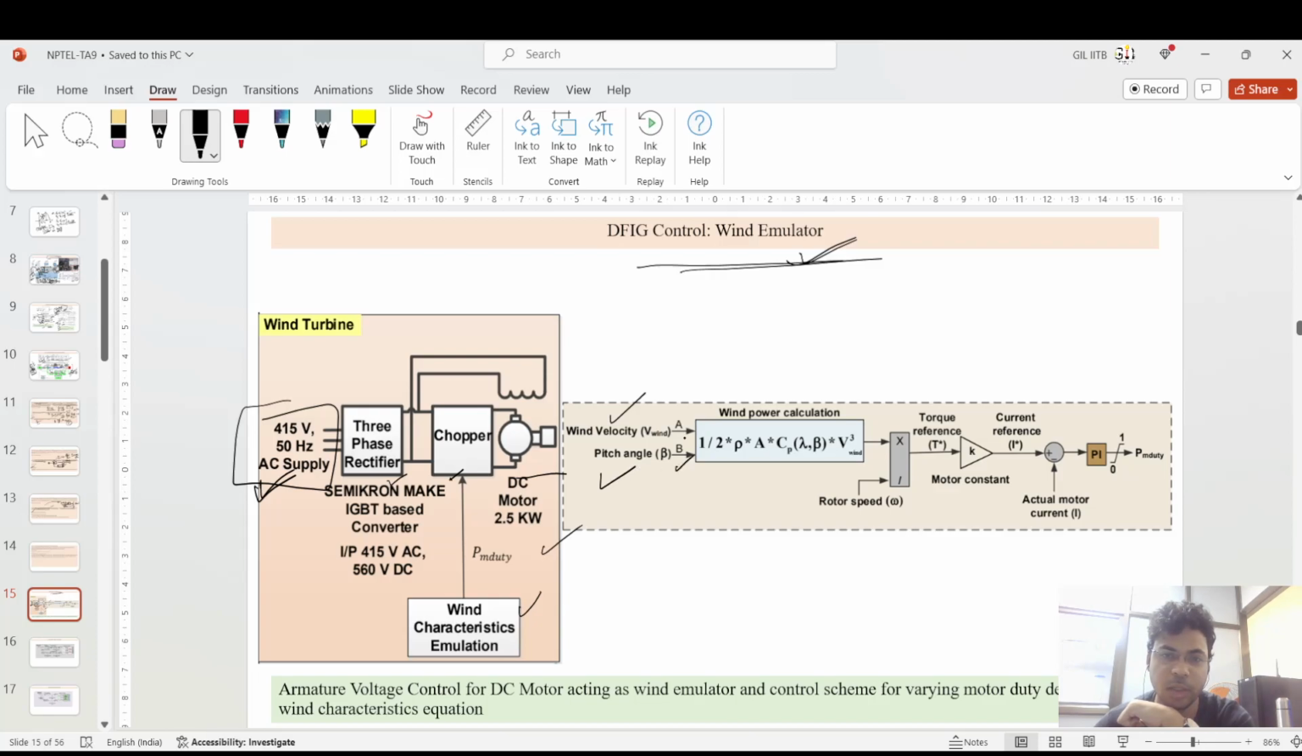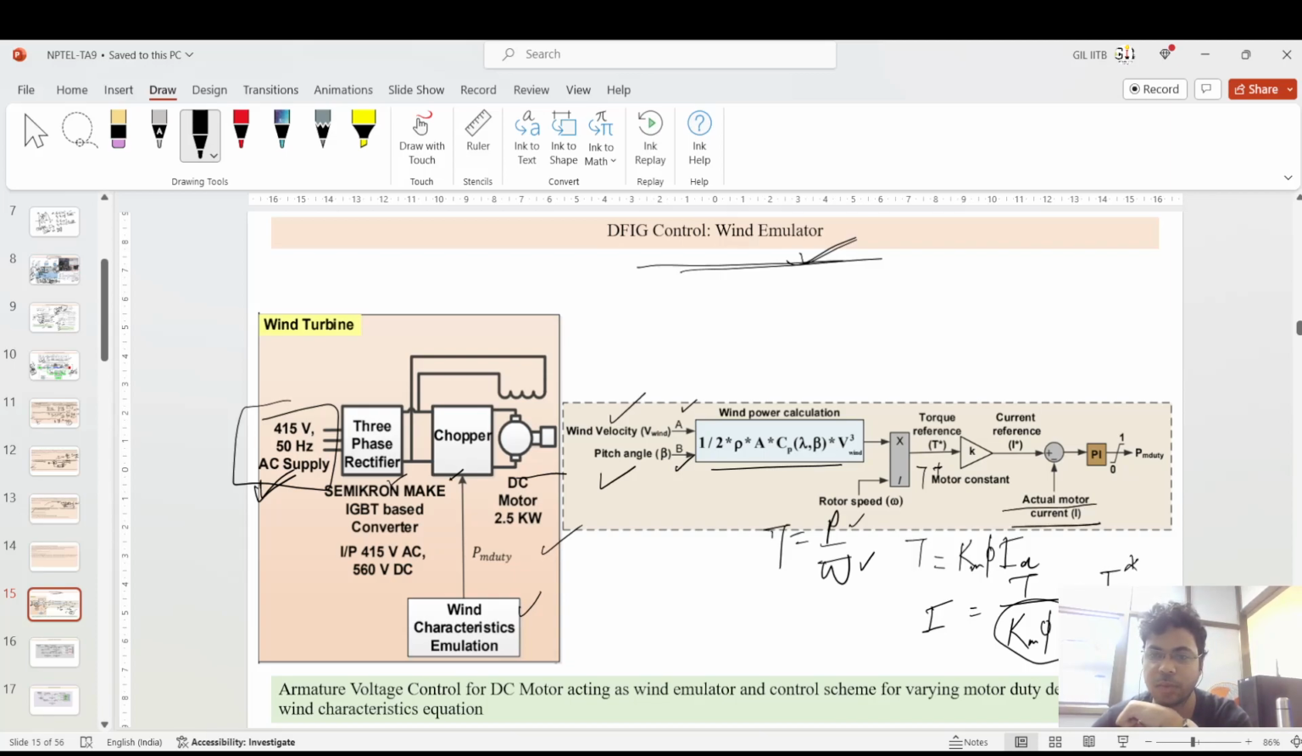So what is the input? You need the wind velocity and pitch angle, that is beta, which are fed into this wind power calculation. And then you know that torque is equal to power by omega, so power is divided by omega to generate torque. In the motor sense, this torque is equal to K times motor constant, phi and IA. So how do you generate this I reference? That is the torque divided by Km phi, which is the constant. If you divide, you can generate I star.